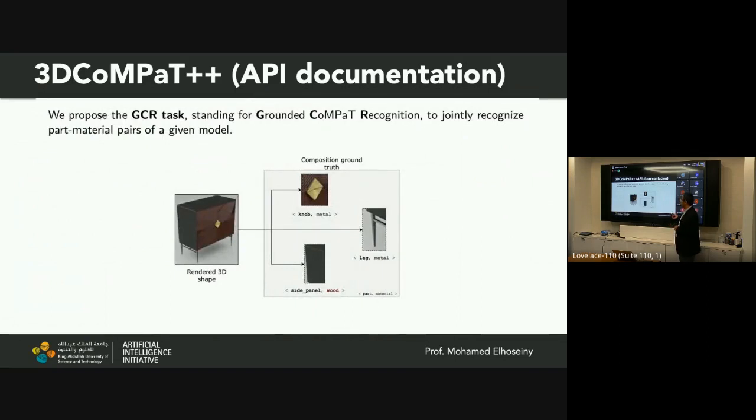But we also propose a task that is called grounded compact recognition. It's actually inspired by grounded situation recognition work that was proposed by LNEI. So the evaluation criteria of this task is inspired by similar evaluation metrics.